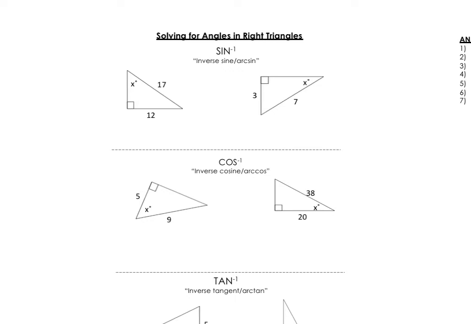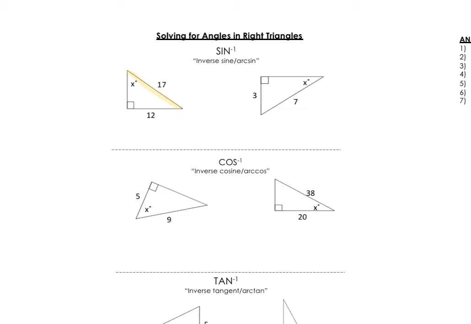So we learned how to use trig to solve for missing sides in a right triangle, but you can also use trig to solve for missing angles in a right triangle. So for this, we're going to do the same process. We're going to highlight our hypotenuse, and we're going to label our sides.